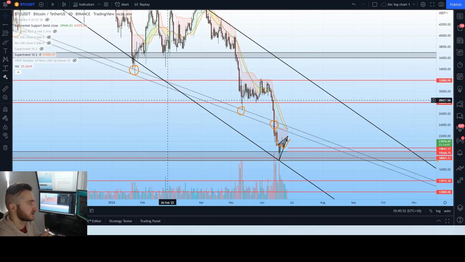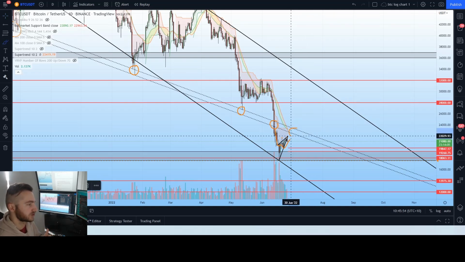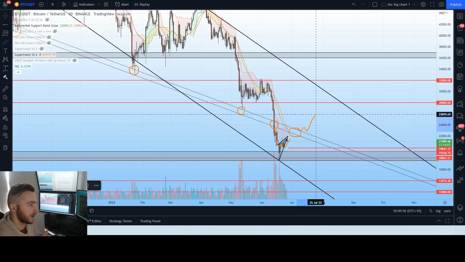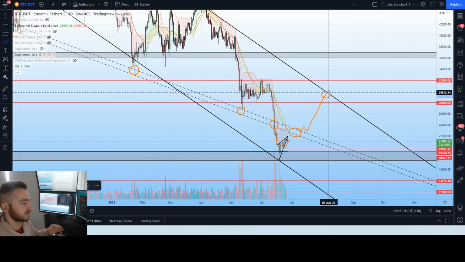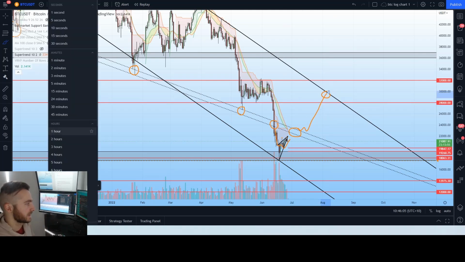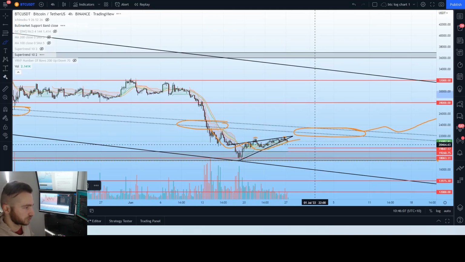I'm not holding out for it, but if that occurs, that is when I would assume that we'll see a continuation upwards to at least retest this upper trend line at around $30,000. All right, so short summary of what we've talked about so far. We expect the price to continue downwards on a short-term time frame to our designated areas of support.